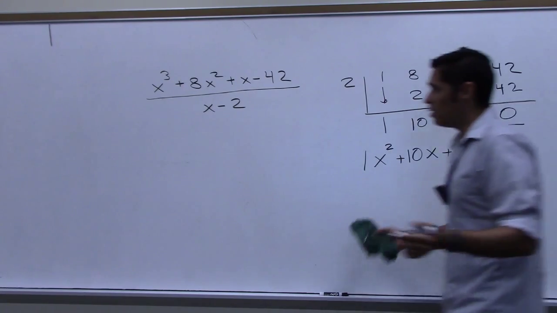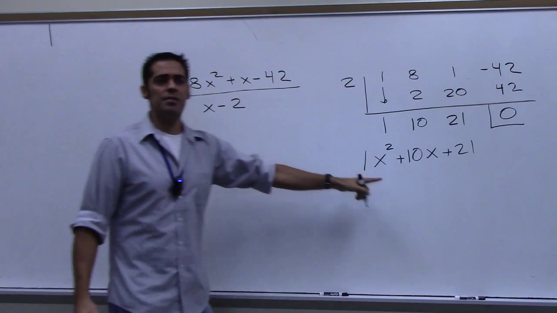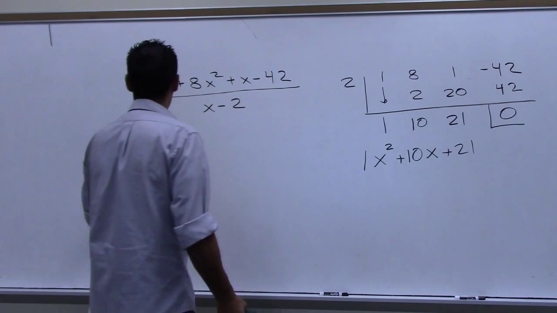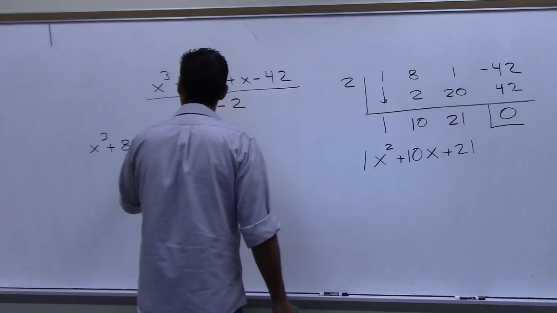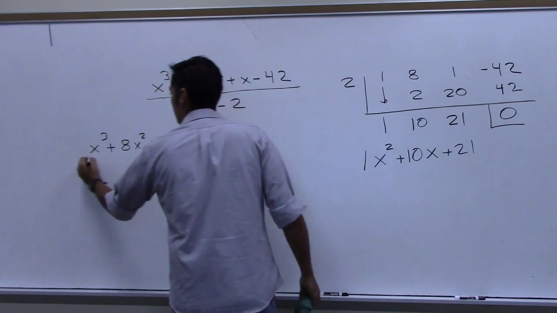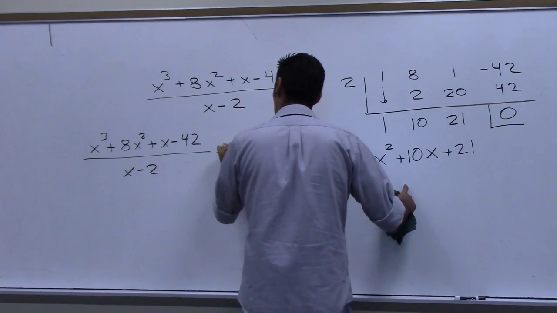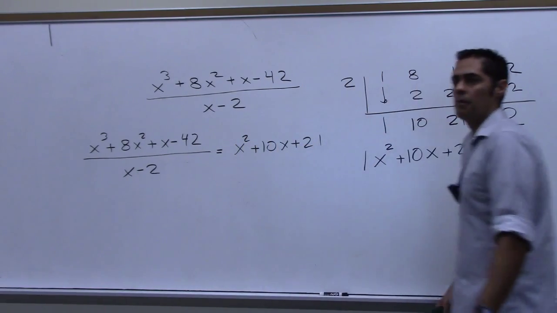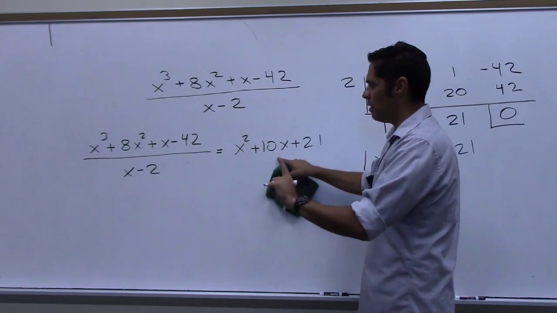And so what we can conclude is that this, right, is equal to this, right? So I'm kind of out of room here. This x cubed plus 8x squared plus x minus 42 over x minus 2 is equal to x squared plus 10x plus 21. We can then factor this, but I'm going to do one more thing before I do that.